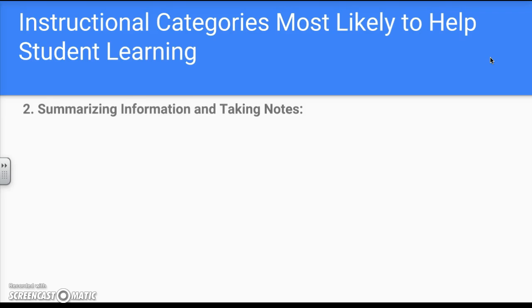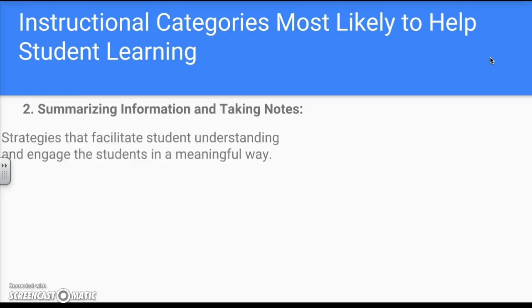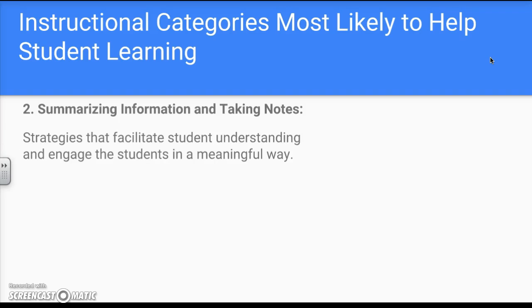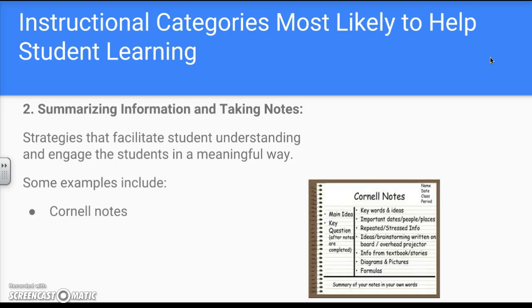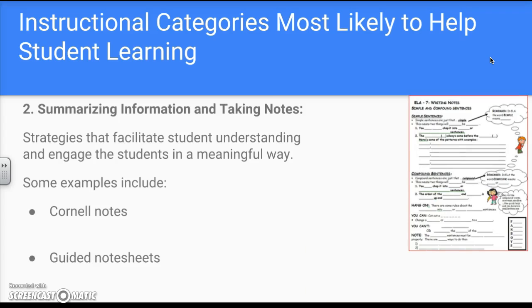Another instructional category that improves student learning that our group discussed is number 2, summarizing information and taking notes. These are strategies that facilitate student understanding and engage the students in a meaningful way. 2 examples of tools for summarizing information and taking notes that our group members have used both as teachers and as students are Cornell Notes and guided note sheets. These are both excellent examples of ways to engage students in summarizing and note-taking.